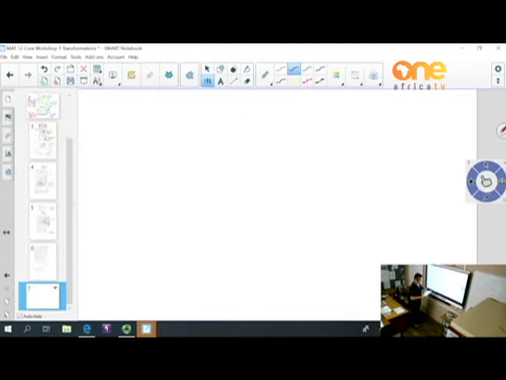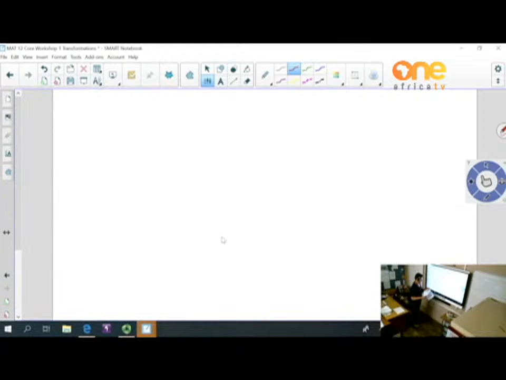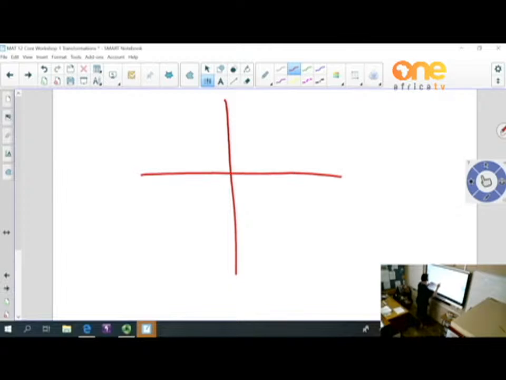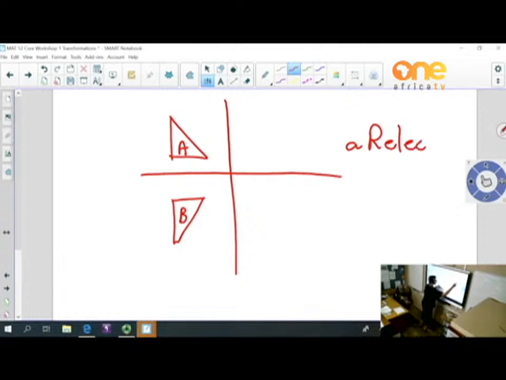Right, and let's look then at that last one. Now, here we have it on the grid, and you have shape A here. Describe fully the single transformation that maps A onto B, and here is our B. So we can clearly see that that is a reflection. It's a reflection. And how? Over the x-axis, I need a line. I always need a line. Not a point, a line.